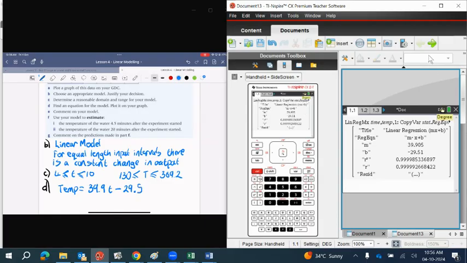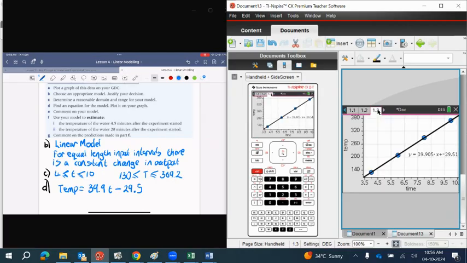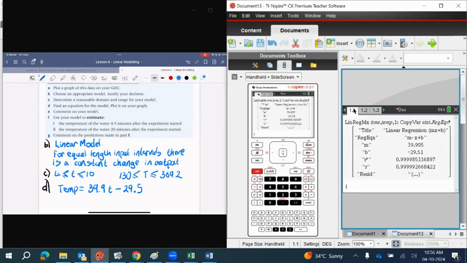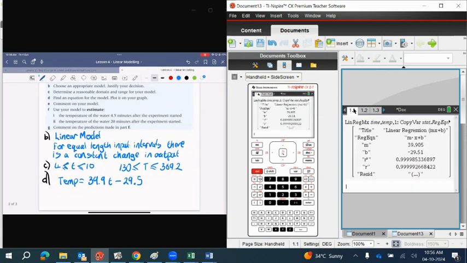Plot it on the graph. So I've plotted it on the graph here like this, and we can see how it looks. It goes through the points quite easily and clearly. So on to E, comment on your model.